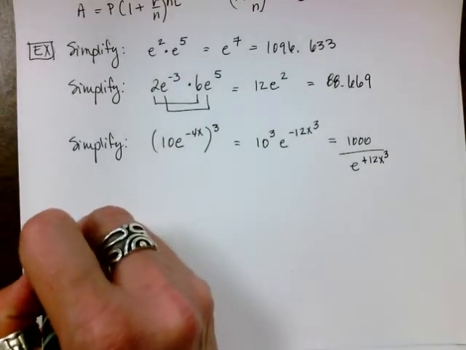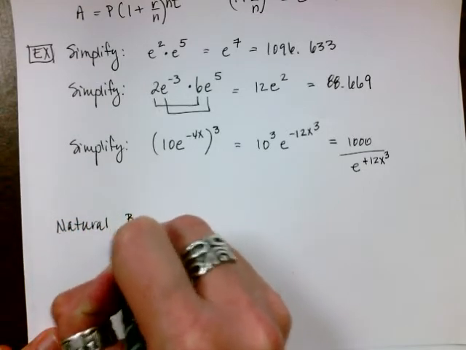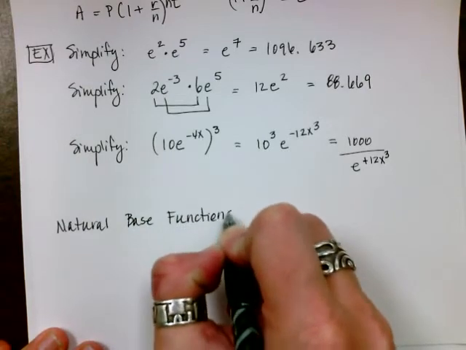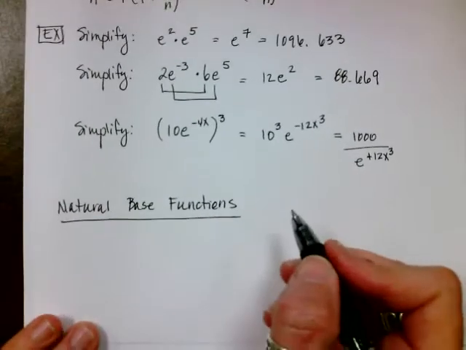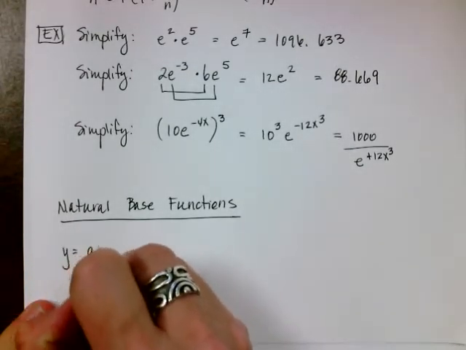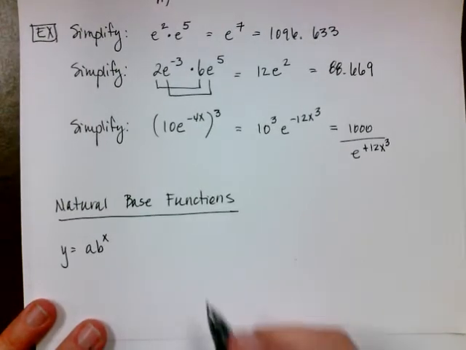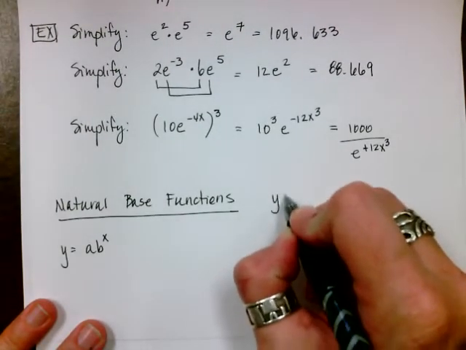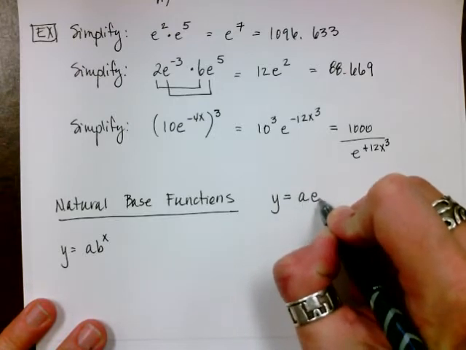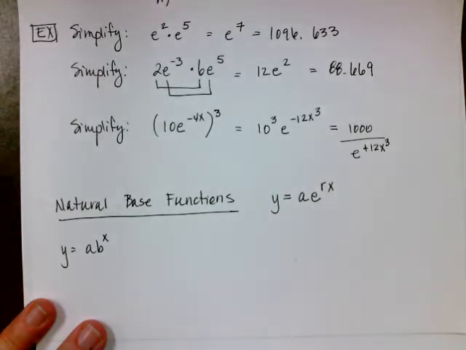The next thing that we're going to talk about are called natural base functions. Very similar to what we've already done in the last two sections. In the previous chapters, we had y is equal to a, b to the x. Remember, that could either be growth or decay. My natural base function is going to be y is equal to a, the initial amount, e, your base, raised to the rx.